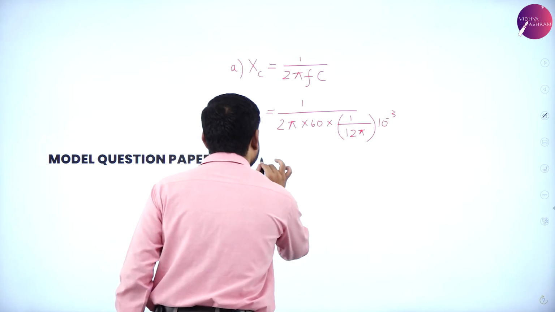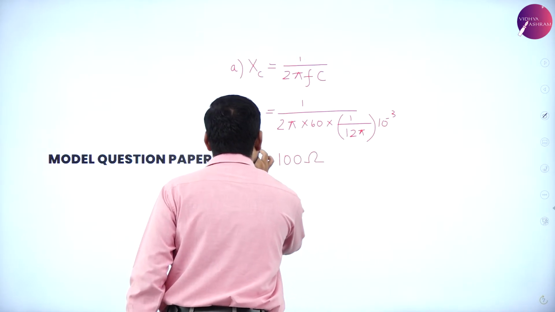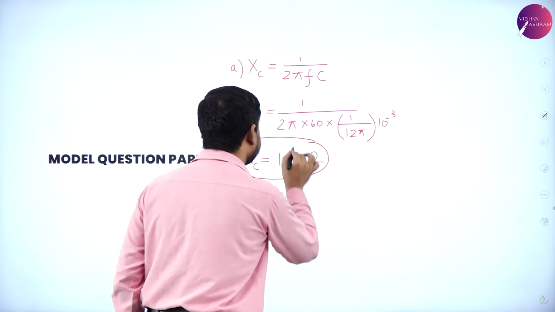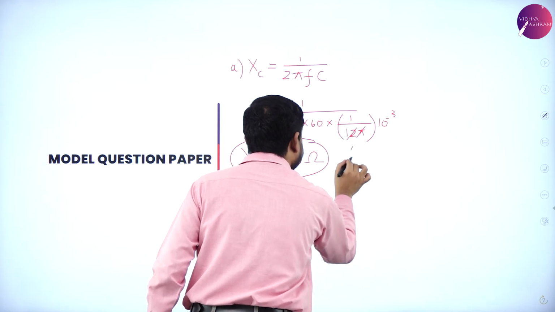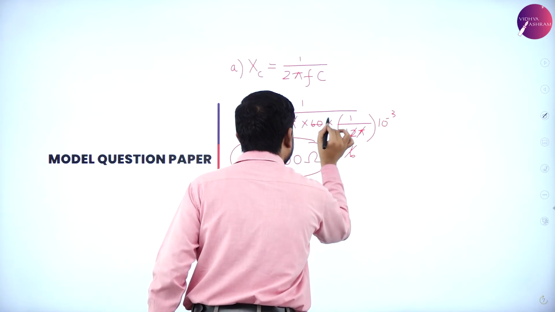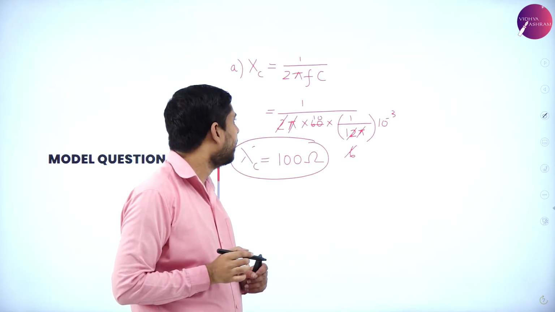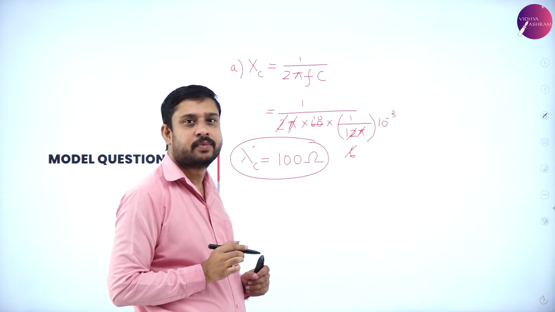So this turns out to be 100 ohms. If you calculate properly, here you can see this pi gets cancelled. This goes 6 times. This goes 10 times. So 100 ohms is XC.